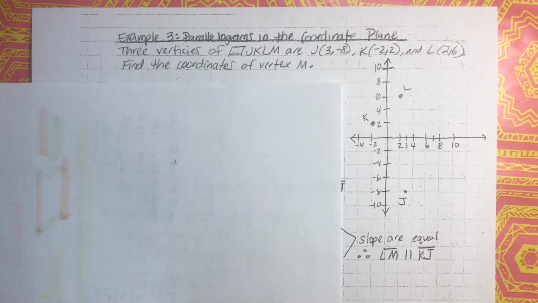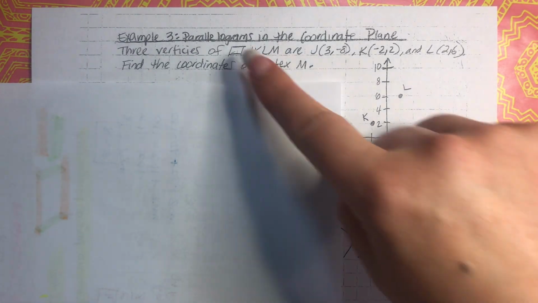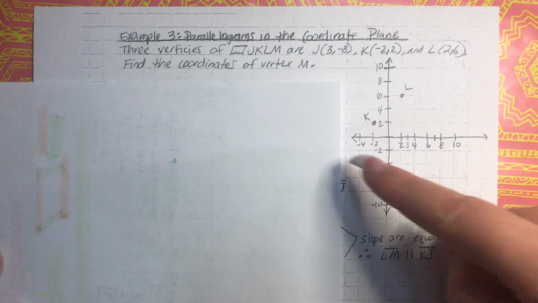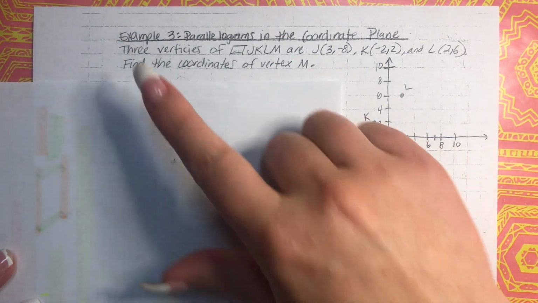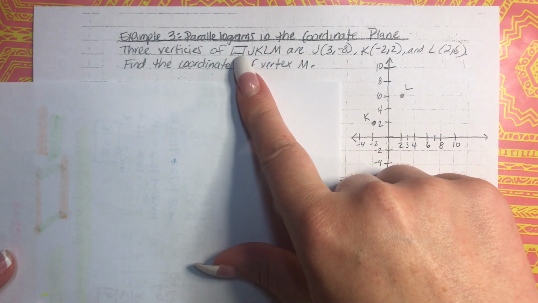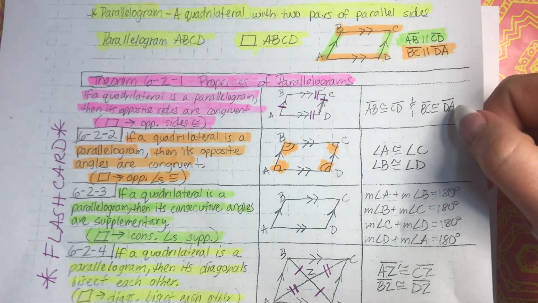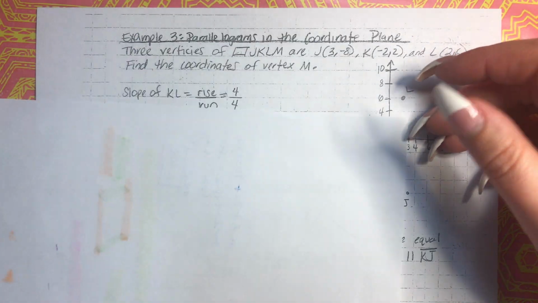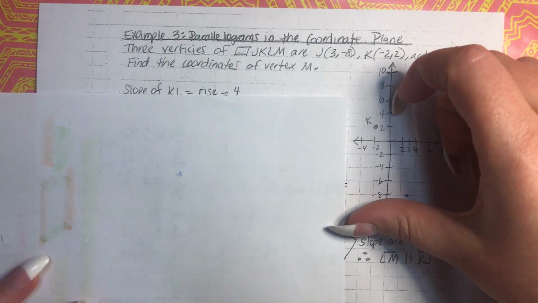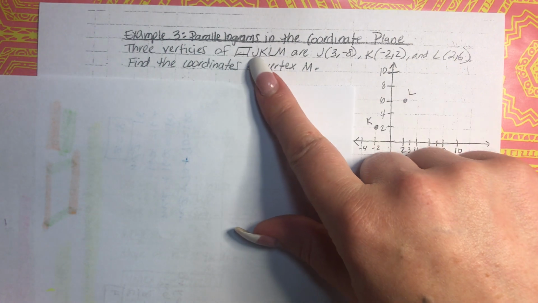All right, we are back for example 3, parallelograms in the coordinate plane. So here's our coordinate plane. What we have is 3 vertices of a parallelogram. So we know it's a parallelogram, so that means we have all of these lovely 4 theorems.